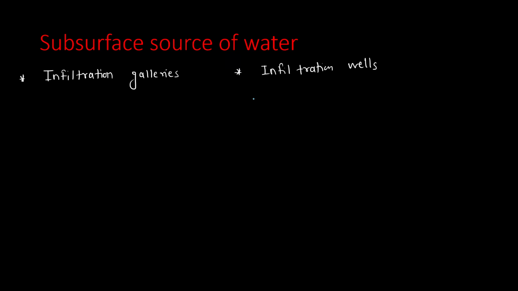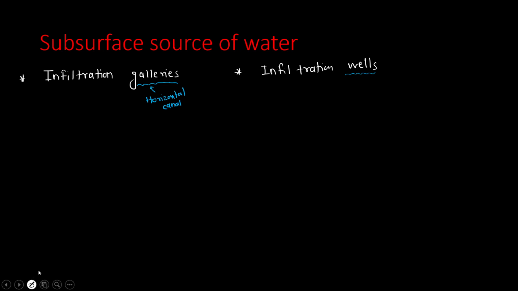Now, just remember here one thing, this is an infiltration well. Okay, so it is a well, what we call it in Hindi as kua, or veer in Marathi. And this is an infiltration gallery. So this infiltration word is common, but this is well and this is gallery. This gallery means it is a horizontal canal, and well you all know.